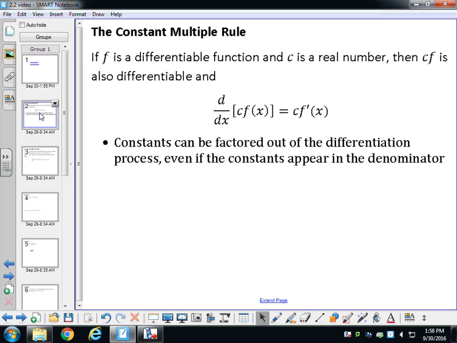Your constant multiple rule. If you actually have a constant in front of your function, when you go to find the derivative, what you can actually do is pull that constant out front and then just find the derivative of your function and then multiply your constant through, right? And we'll see that as we go through some of these example problems.